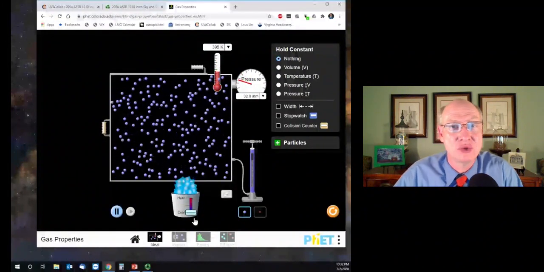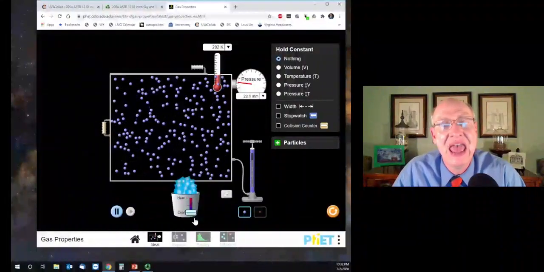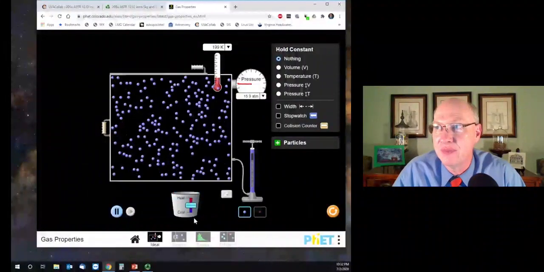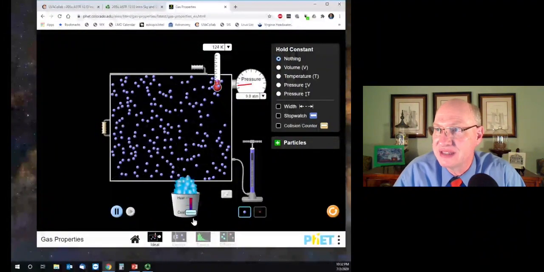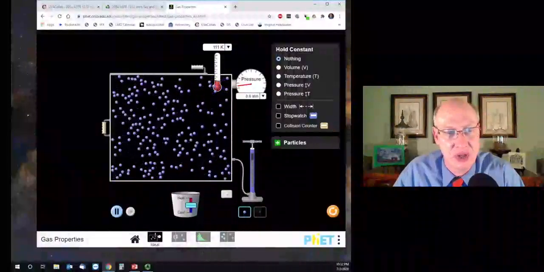Until, in fact, I get down to a temperature of 0 degrees Kelvin, and that's when I've removed all the energy from the molecules that I can. So now you can see that I have significantly cooled off the gas. The molecules are moving significantly slower.